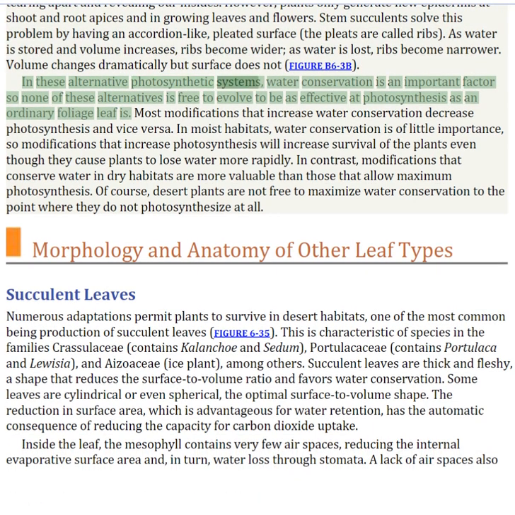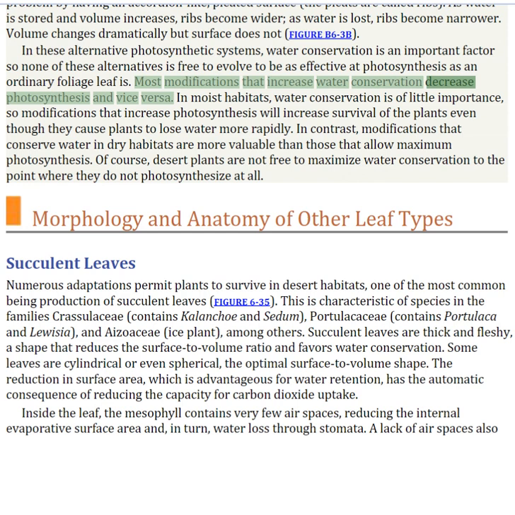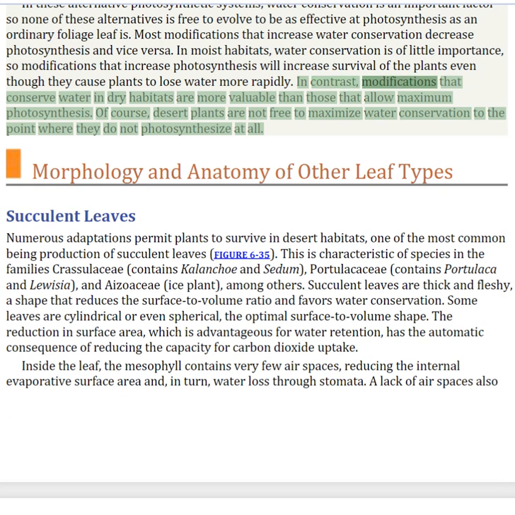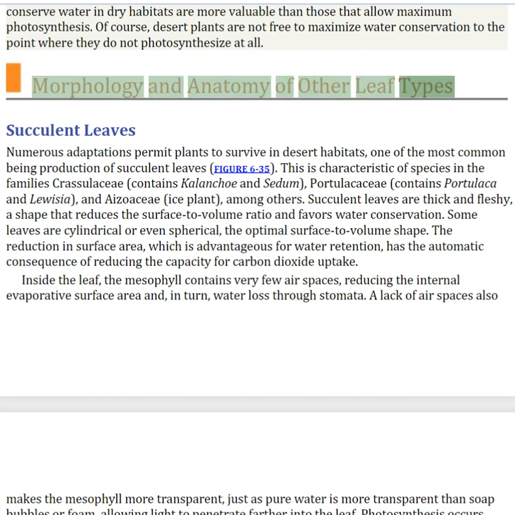In these alternative photosynthetic systems, water conservation is an important factor, so none of these alternatives is free to evolve to be as effective at photosynthesis as an ordinary foliage leaf is. Most modifications that increase water conservation decrease photosynthesis and vice versa. In moist habitats, water conservation is of little importance, so modifications that increase photosynthesis will increase survival of the plants even though they cause plants to lose water more rapidly. In contrast, modifications that conserve water in dry habitats are more valuable than those that allow maximum photosynthesis. Of course, desert plants are not free to maximize water conservation to the point where they do not photosynthesize at all.